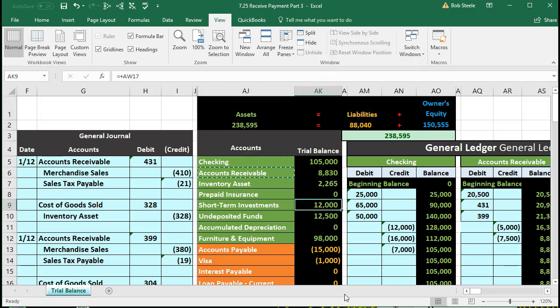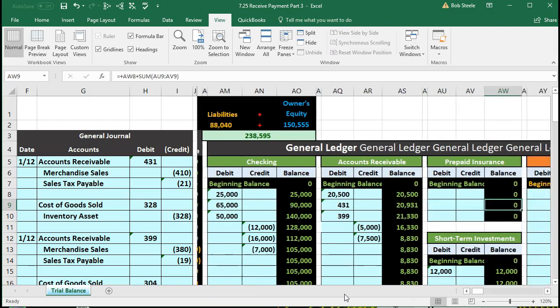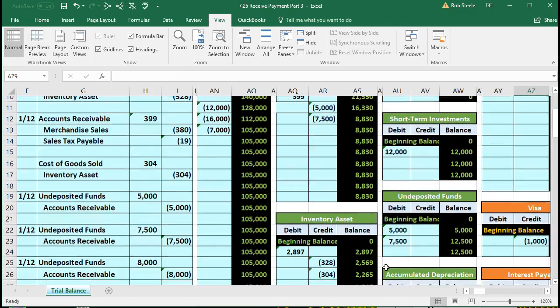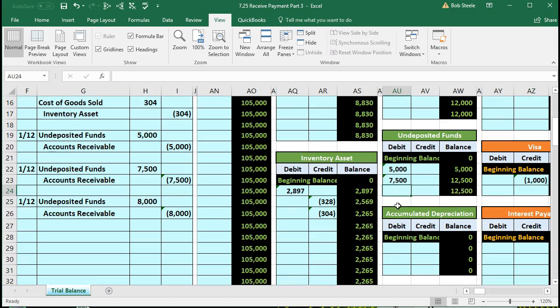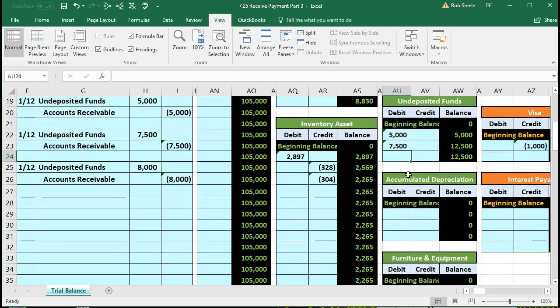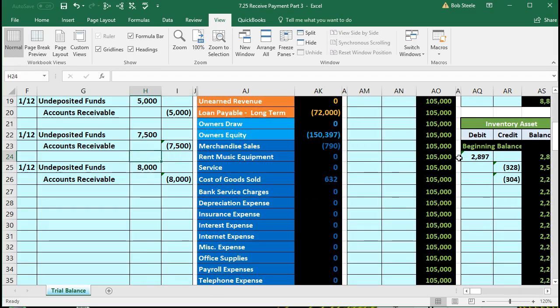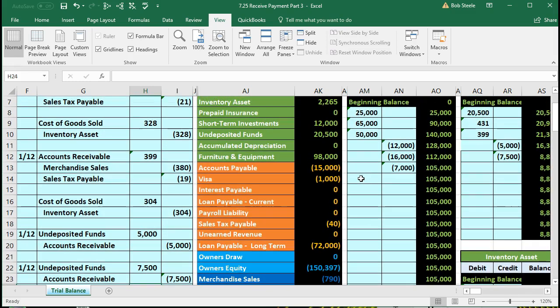Then we're going to find that undeposited funds. We're going to go to the right and find the undeposited funds. Scrolling down, there's the undeposited funds. We are in cell AU24. We're going to select equals in AU24 and point to this 8,000 in H25. That will increase the undeposited funds from 12,500 to 20,500. That 20,500 is also found, scrolling left, on the trial balance, 20,500 here on the trial balance.